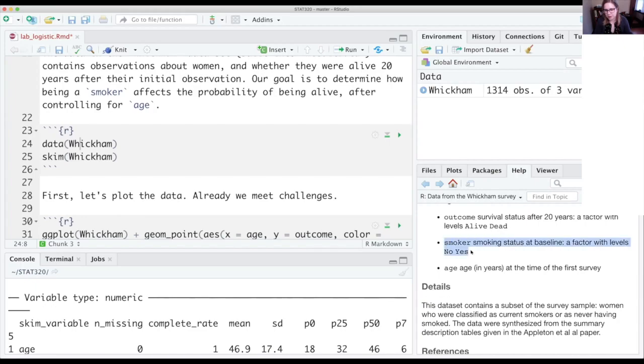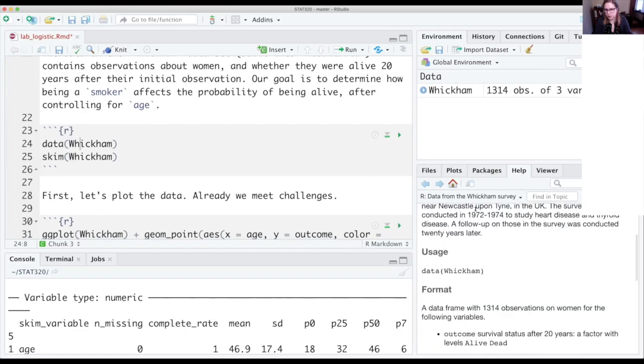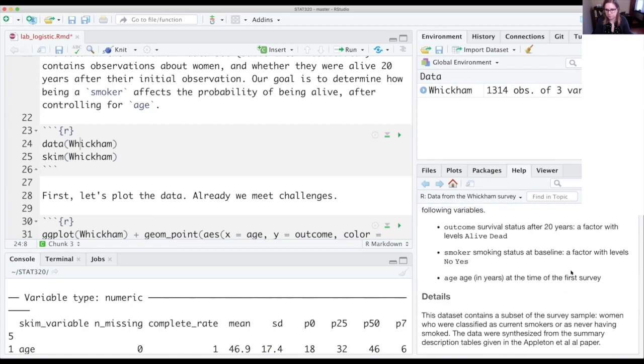And then this has a categorical variable, which is whether the person smoked when they initially surveyed them, and then their age at the time of the first survey. So we're going to try and predict if someone is alive or dead based on whether they smoked and how old they were at the beginning of the survey.